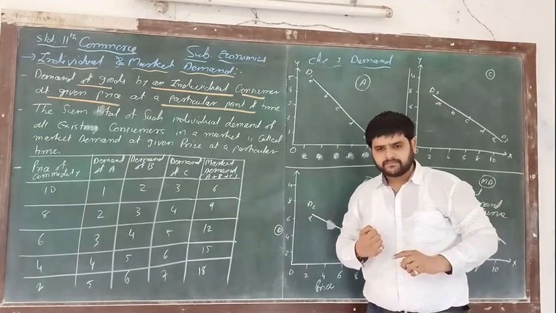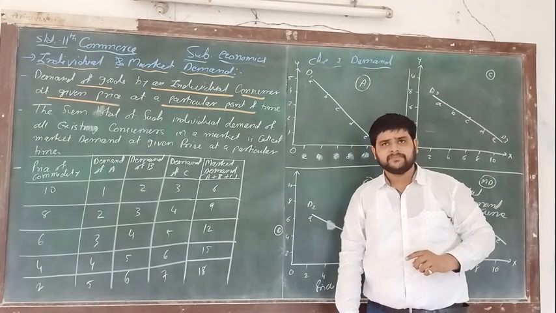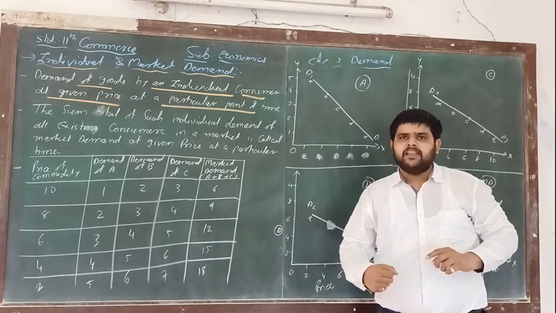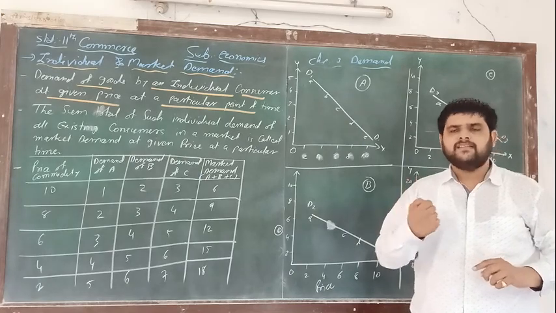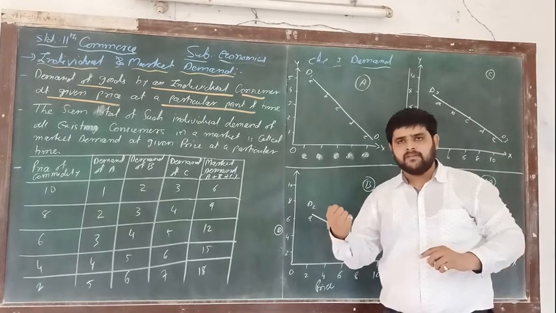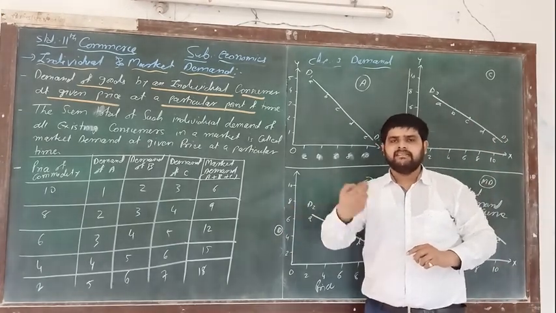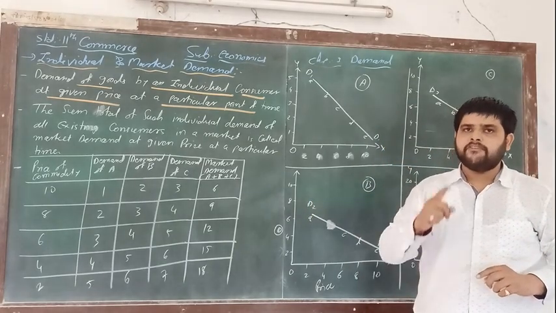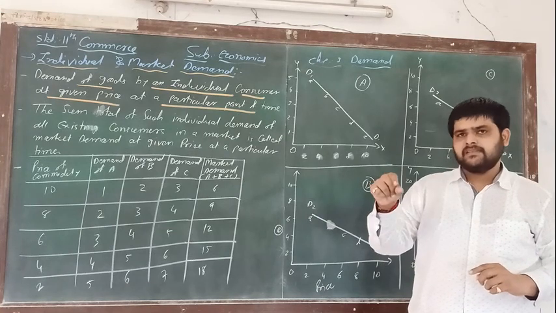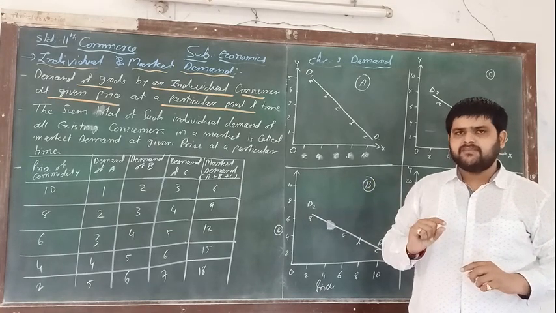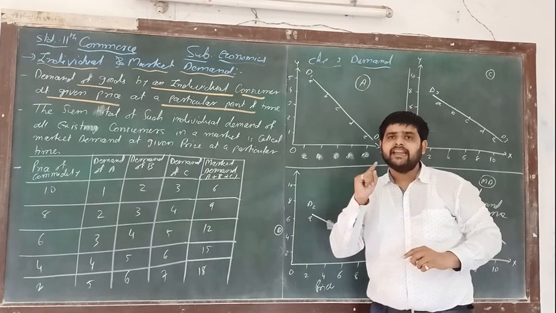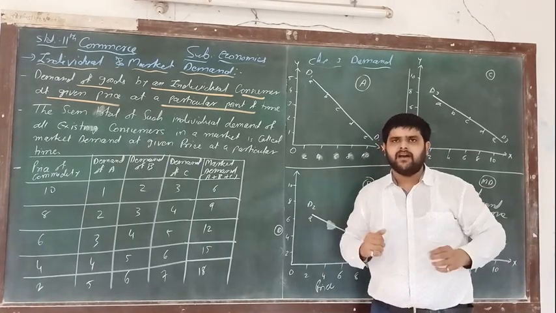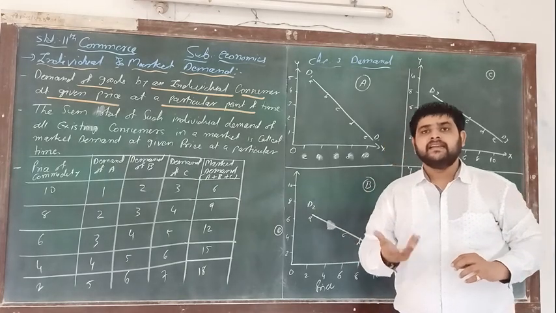For example, we are going to a restaurant. 5 friends are there. One friend is demanding pizza, another a burger, the third ice cream with brownie, the fourth dosa, and the fifth Manchurian. So for the first one that particular good, for the second one that particular good, it's an individual demand. And when we put together the sum of all, that is called a market demand.